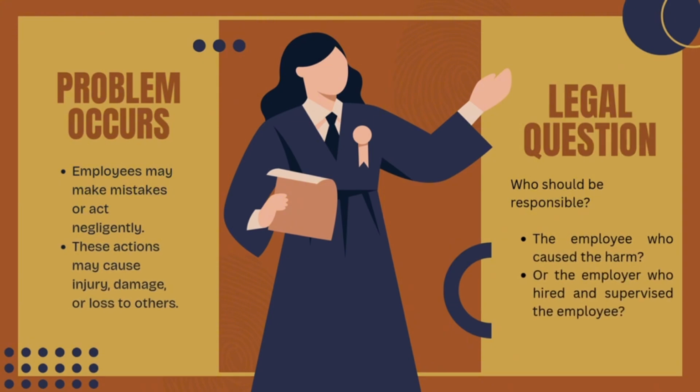However, the problem is that mistakes can happen when employees are doing their work. Sometimes employees' careless actions may cause injury, damage, and loss to another person. So, the legal question is who should be responsible? When this happens, should only the employee be responsible, or should the employer be responsible? These situations explain the legal principle called vicarious liability.